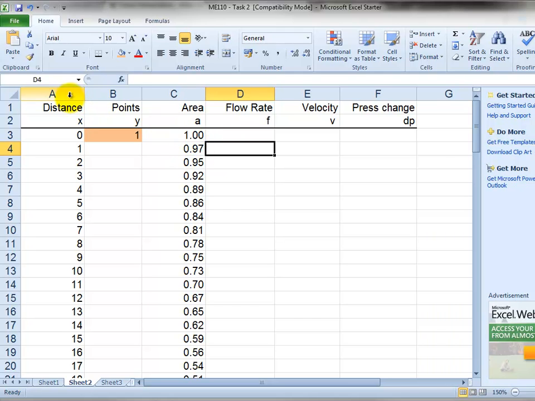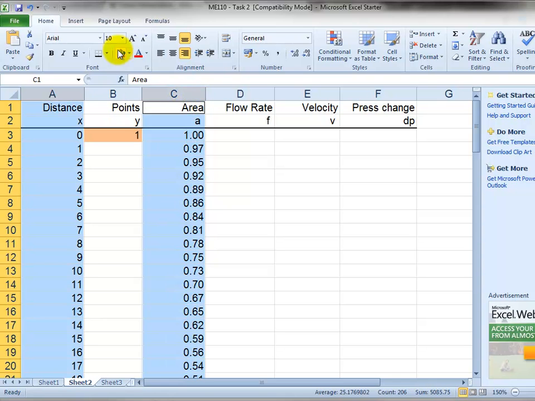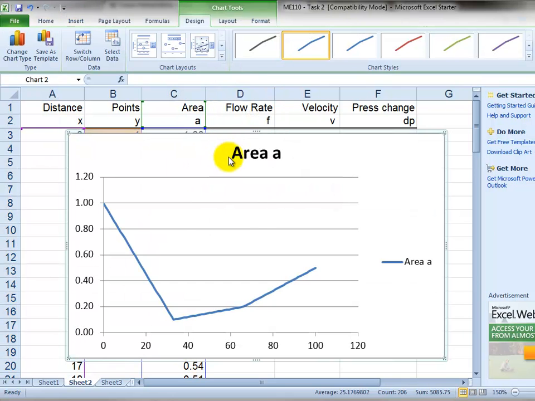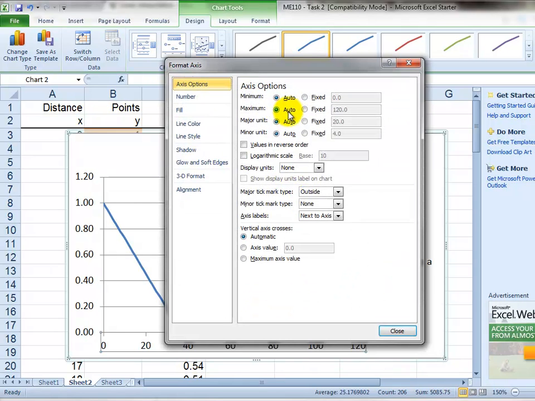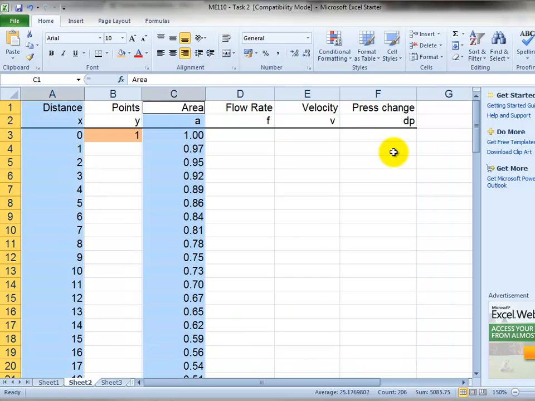And we can, if we wanted to, get a plot of distance on the x-axis and area on the y-axis. Insert a graph, scatter graph, and then we have area versus distance up to 100. Just stop that going to 120 by fixing it. So there's the area versus distance. I'll just get rid of that.